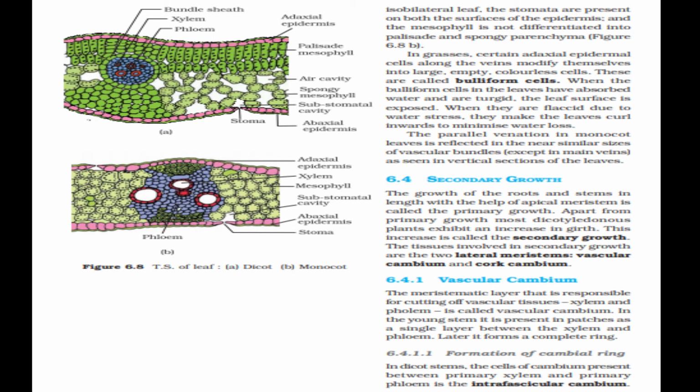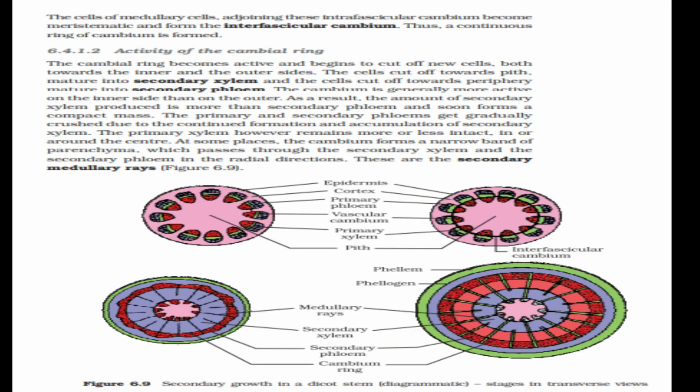6.4.1. Vascular cambium. The meristematic layer that is responsible for cutting off vascular tissues, xylem and phloem, is called vascular cambium. In the young stem it is present in patches as a single layer between the xylem and phloem. Later it forms a complete ring. 6.4.1.1. Formation of cambial ring. In dicot stems, the cells of cambium present between primary xylem and primary phloem is the intrafascicular cambium. The cells of medullary rays, adjoining these intrafascicular cambium, become meristematic and form the interfascicular cambium. Thus, a continuous ring of cambium is formed.